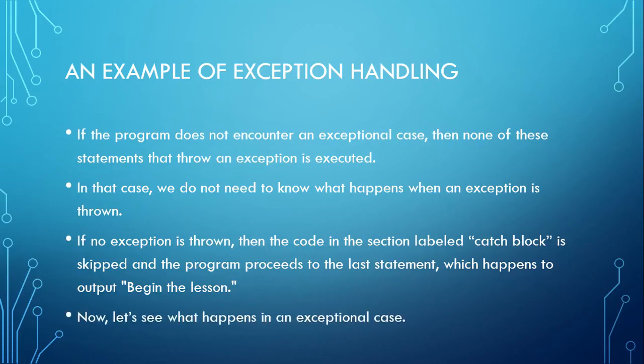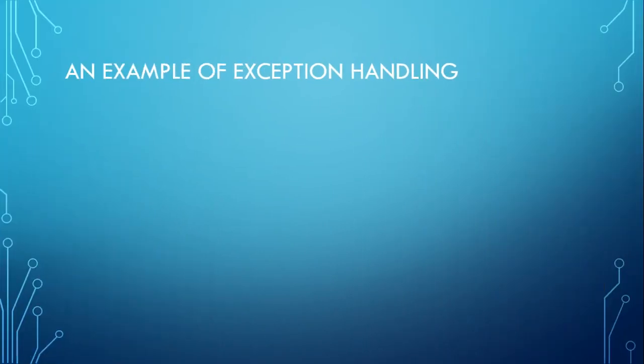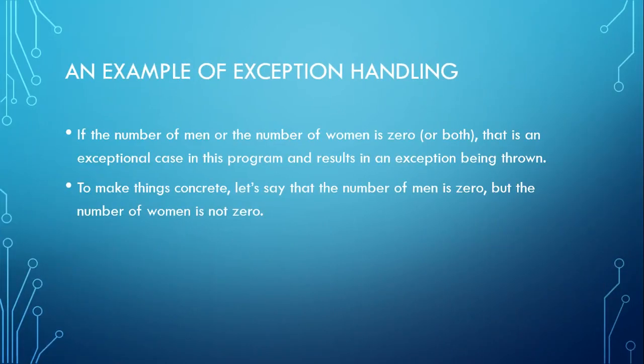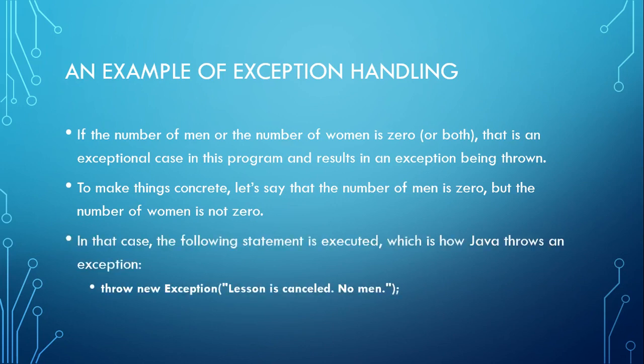Now, let's see what happens with the exceptional cases. And the reason why we want to use a try-catch here is for these exceptional cases. If the number of men or the number of women is 0 or both, that is an exceptional case in this program and results in an exception being thrown. So to make things more concrete, let's just say that the number of men is 0, but the number of women is not 0. It could be 5, 10, 15, whatever. In that case, the following statement is executed, which is how Java throws an exception: throw new Exception("Lesson is canceled, no men"). So let's analyze what this throw statement actually means.